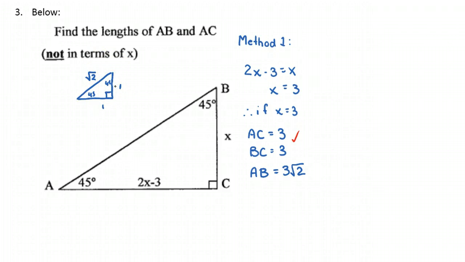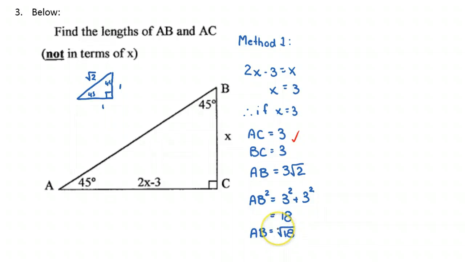Let's say you didn't remember this or didn't know this little diagram. What you could do is say that AB squared is equal to 3 squared plus 3 squared. So AB squared is equal to 18. So AB is equal to the root of 18.